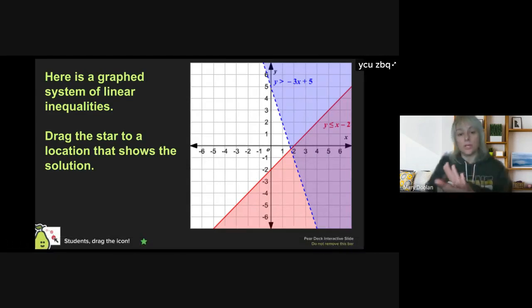Okay, what you're going to do is drag the star to any location that would be part of the solution. Your entire star needs to go somewhere where I would find a solution to the system.